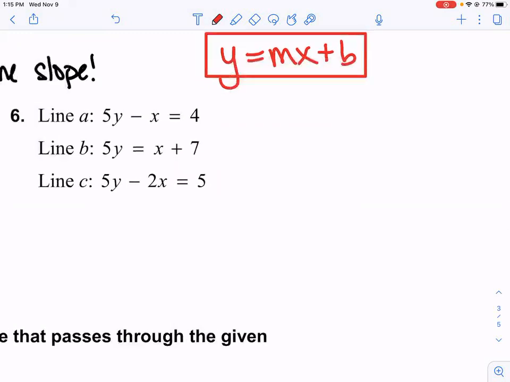Do any of my lines look like that? No. Yes. B is close, but it's not there yet. Yes, but it's closest. It is the closest. Okay, so let's first take line A.